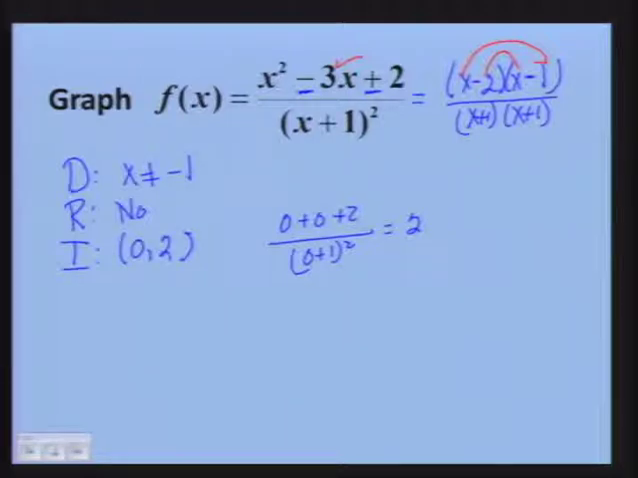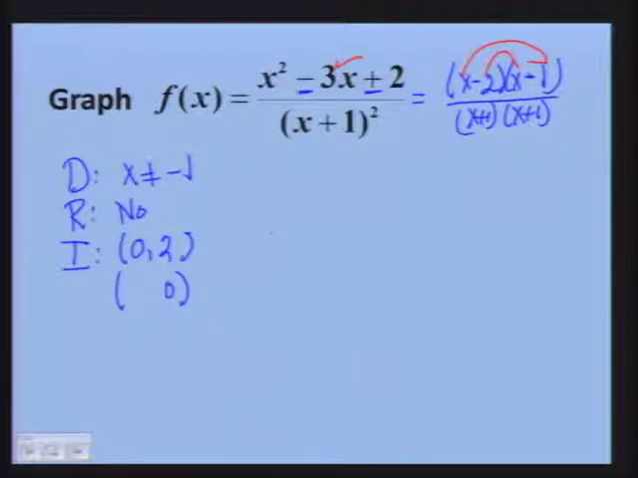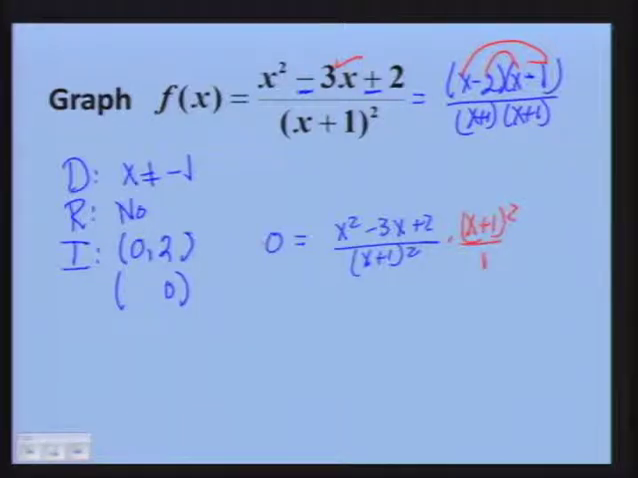0, 2 is an intercept. Then let's plug in 0 for y and see what we get for our x. So 0 equals (x squared minus 3x plus 2) divided by (x plus 1) quantity squared. To clear my fractions, I'll multiply by (x plus 1) squared. Have to do it to the other side of the equals. All right, and of course I get 0 on the left. The (x plus 1) squares divide out, and I have x squared minus 3x plus 2. Oh, well, this is nice.